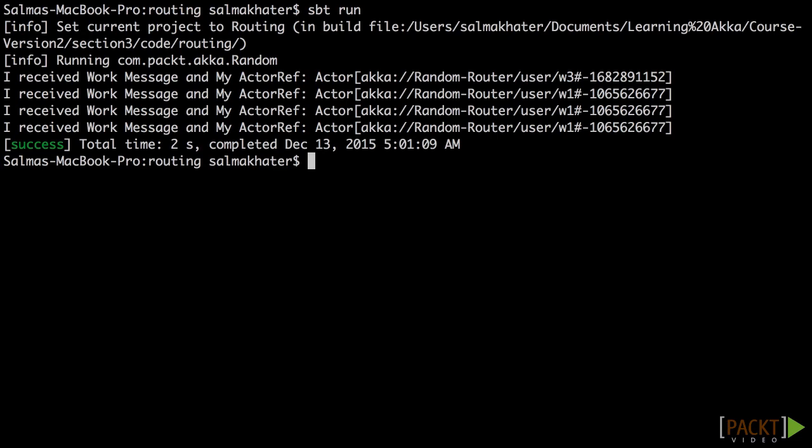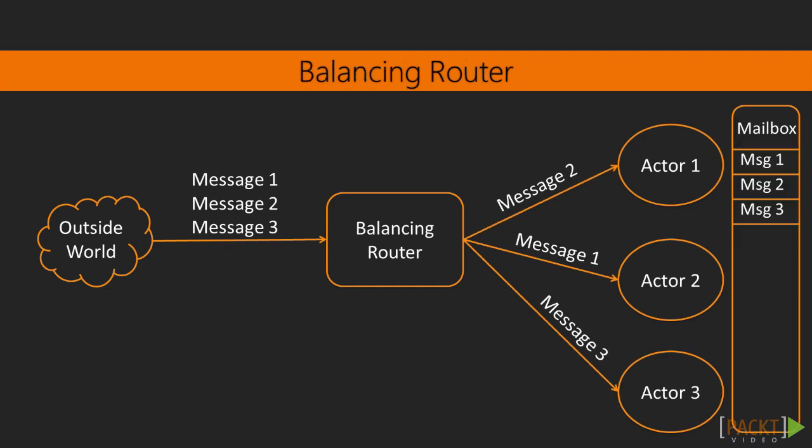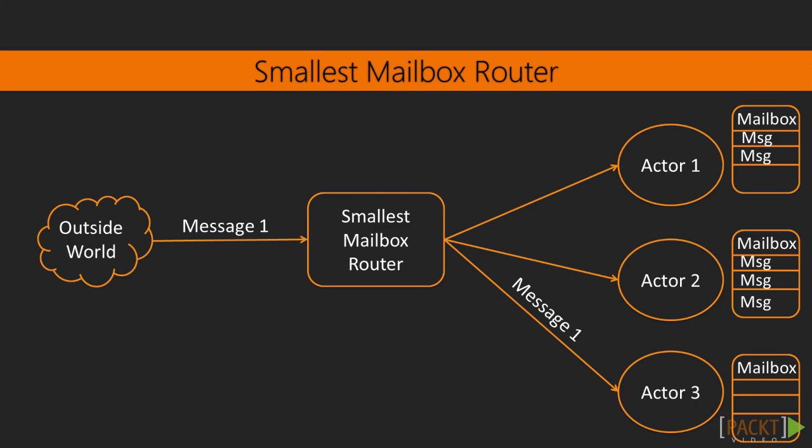Let's quickly check out the other routing strategies in Akka. Round robin routes in a round robin fashion to its routees, and you can check an example in our source code. Balancing is a router that will try to redistribute work from busy routees to idle routees. All routees share the same mailbox, which means all routees will be on the same physical machine because they physically share the same mailbox. Smallest mailbox forwards the message to routees with the fewest messages in the mailbox.